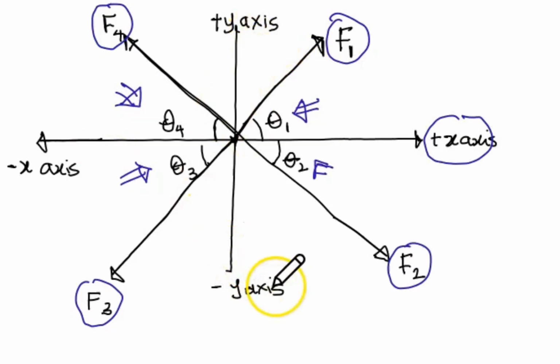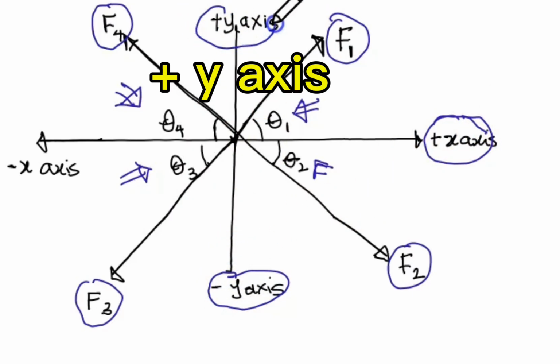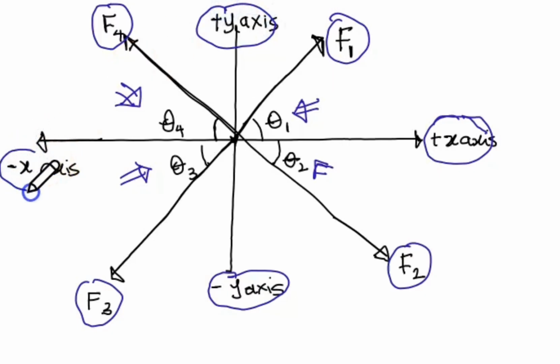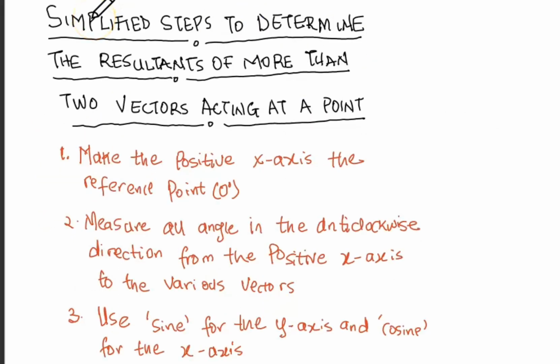Remember, on a graph, we have 4 cardinal points: the positive y-axis, the negative y-axis, the positive x-axis, and the negative x-axis. So let's look at how we can resolve more than two vectors acting at a point. This is a simplified step to determine the resultant of more than two vectors.